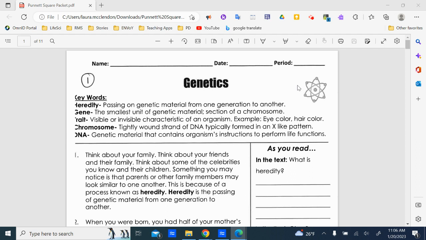1. Think about your family. Think about your friends and their family. Think about some of the celebrities you know and their children. Something you may notice is that parents or other family members may look similar to one another. This is because of a process known as heredity. Heredity is the passing of genetic material from one generation to another.